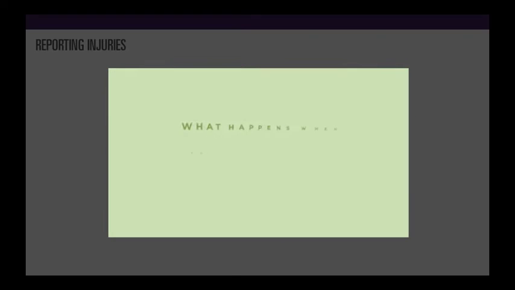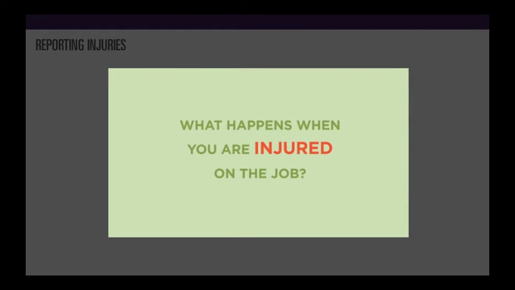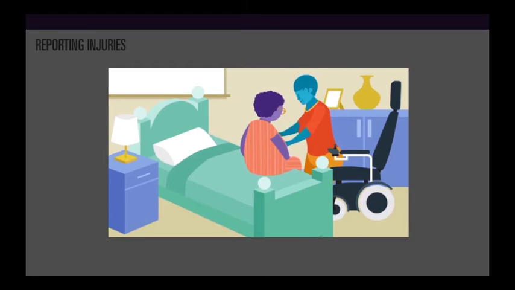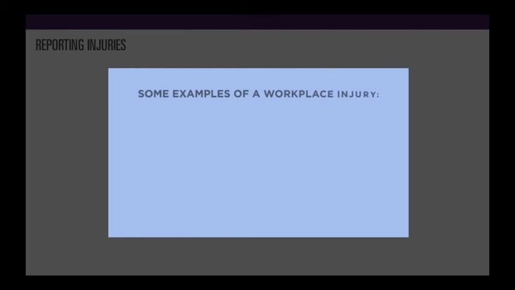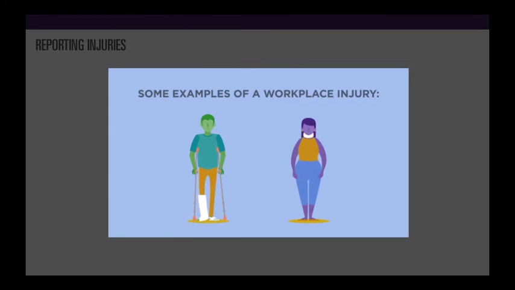So what happens when you're injured on the job? What happens if you live in the place that you work? Here's a good rule to go by. If you are injured performing a task on your consumer's care plan, you can file a claim with Labor and Industries. Some examples of a workplace injury include falling on the job or an injury from a car accident that occurs while running an errand for a consumer.